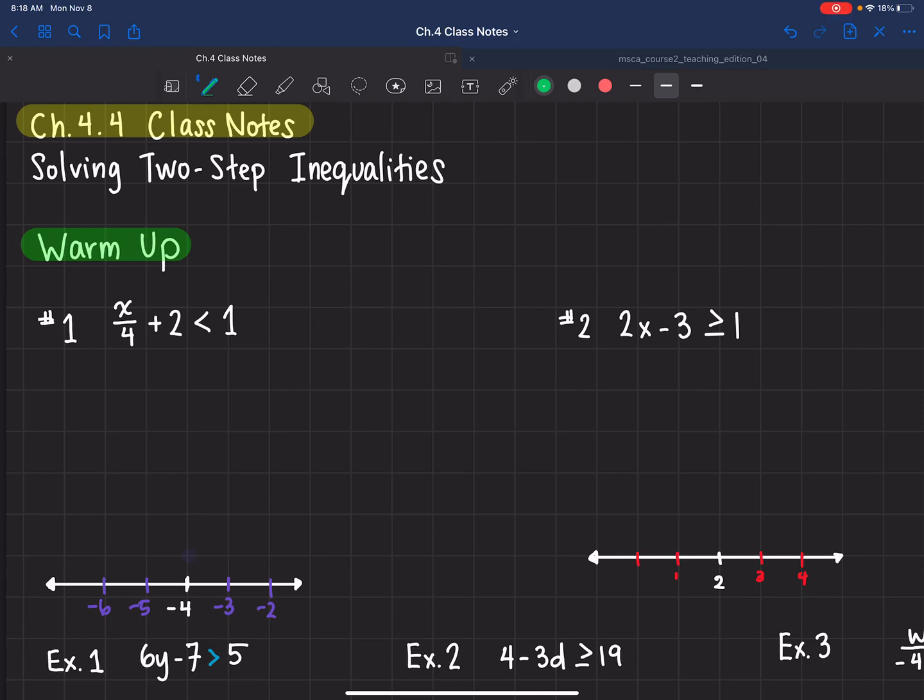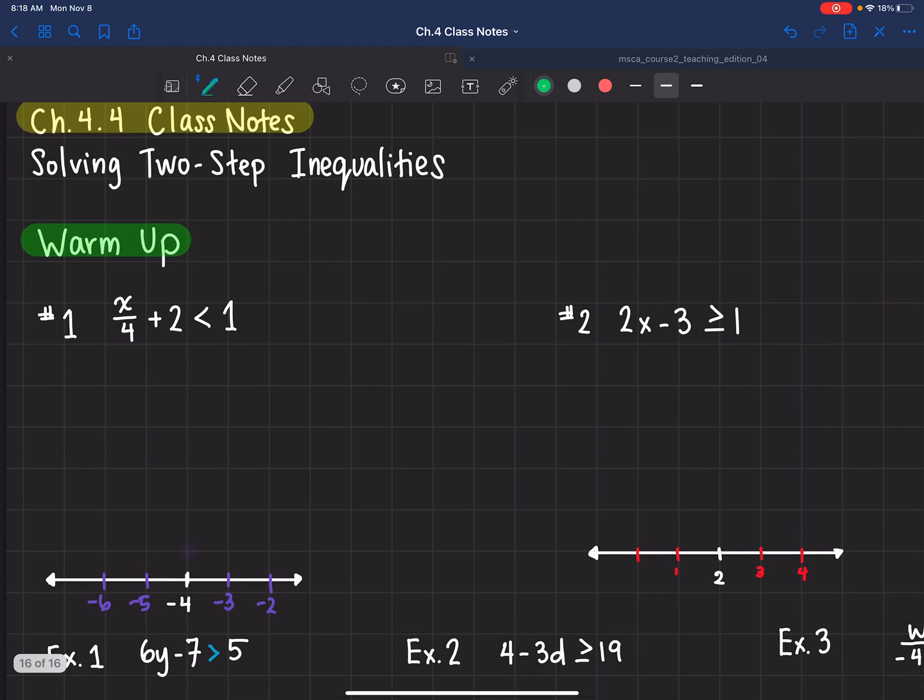Alright, welcome back guys. Today we will be learning about solving two-step inequalities, which is chapter 4.4 in our textbook. And let's start with some easy warm-up questions. Make sure you go ahead and write the title.